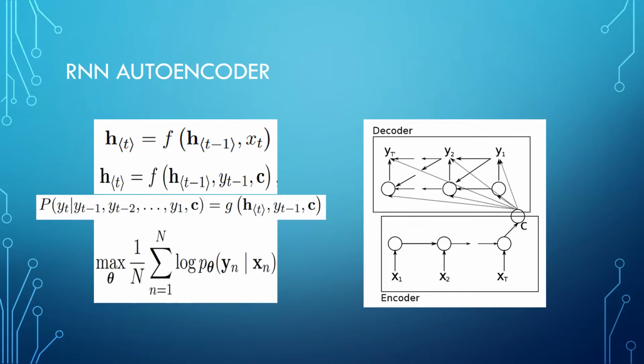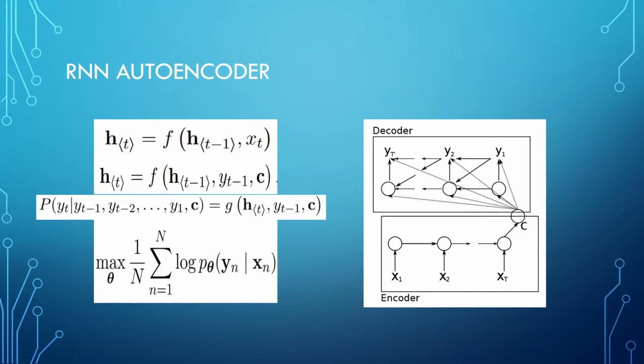My RNN autoencoder uses two RNNs. One network encodes a variable length sentence into a fixed length vector, and then the other RNN decodes that vector into a variable length sentence in the target language. The encoder reads each symbol of an input x of t, and then the hidden state of the RNN updates using the first equation you see there: ht equals f of ht minus 1, x of t.